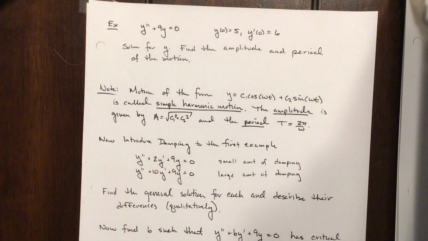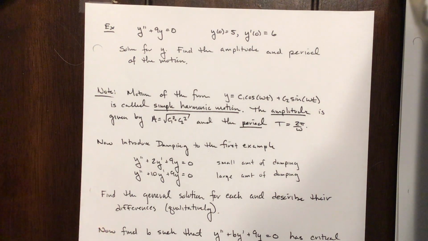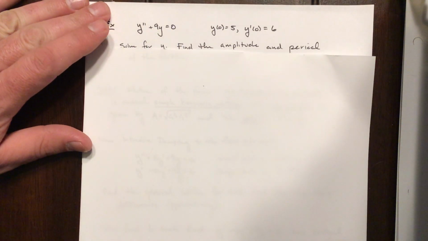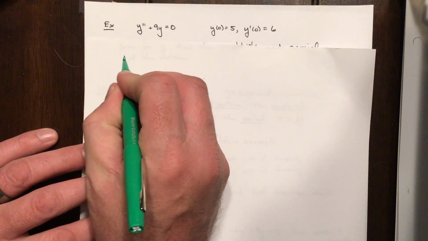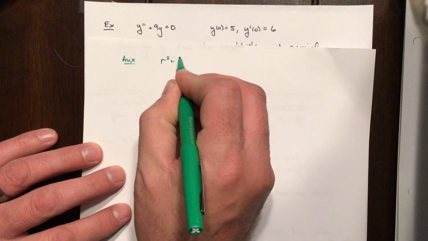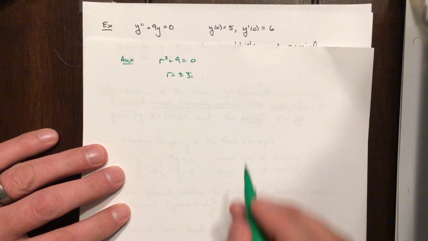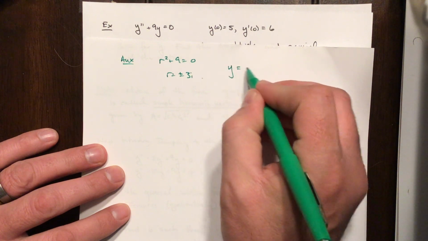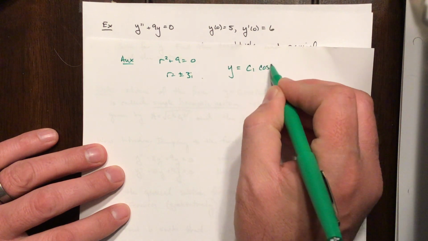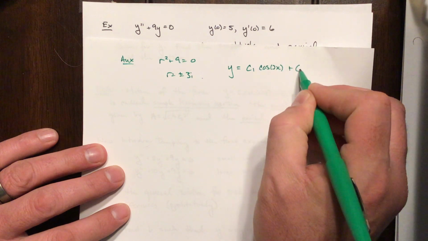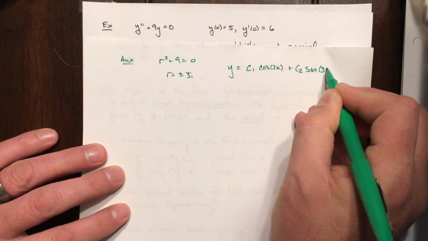First off, the most simple example of harmonic motion, we have y double prime plus 9y is equal to 0. Solve for y. So we're going to look at the function that solves this differential equation. Our auxiliary polynomial here is r squared plus 9 equals 0. So r is plus or minus 3i. So the solution to this is going to look like constant 1 cosine 3x plus constant 2 sine 3x.